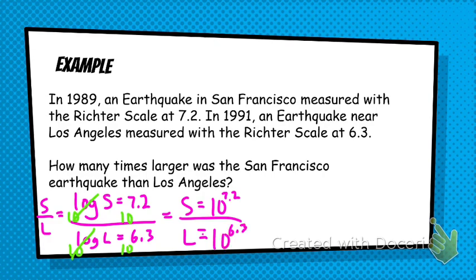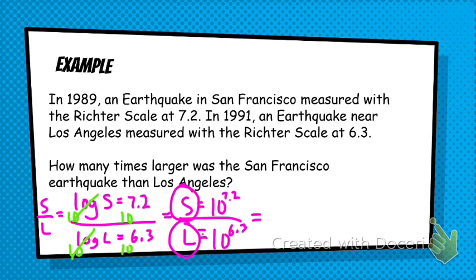Now keep in mind, the S variable and the L variable from the formula on the previous slide mean the size of the earthquake, how big the earthquake was. Our question is how many times larger the San Francisco earthquake was than the Los Angeles earthquake. So the size of the San Francisco earthquake was 10 to the 7.2, and the size of the Los Angeles earthquake was approximately 10 to the 6.3.